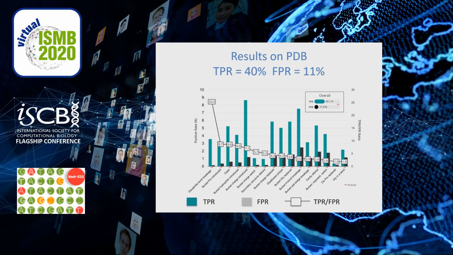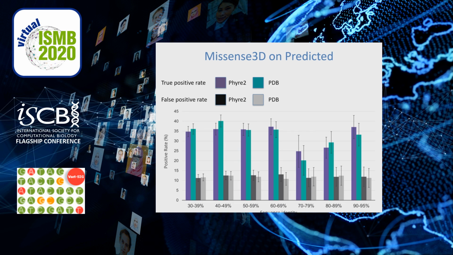Importantly, features like disulfide bond breakage, the introduction of a buried proline, introduction of a clash, and changing charged residues into the middle of a protein have a high specificity, enabling us to have a far higher true positive rate than false positive rate. We then proceeded to evaluate the same variants on predicted structures with a back-to-back evaluation of the Phyre structure and the crystal structure. And you can see on the next slide that the Phyre structures, with the true positive and the false positive rates, are comparable to those of the PDB structures.